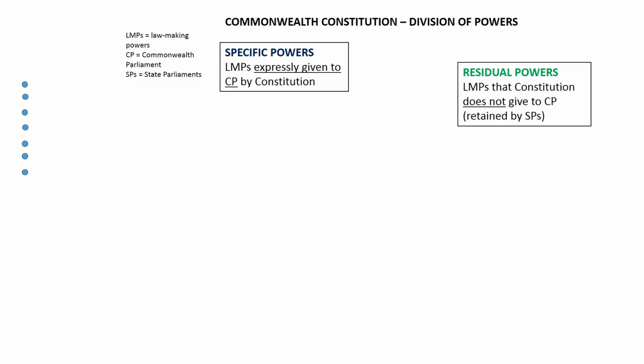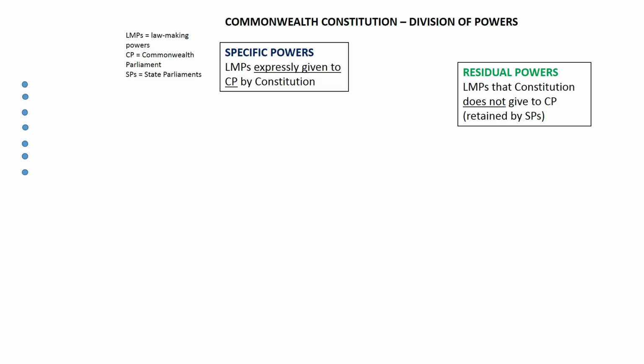The second type of powers we have are residual powers. Now, residual powers are those lawmaking powers that the Constitution does not give to the Commonwealth Parliament. In other words, these are lawmaking powers that the state parliaments retain, because remember, the principle is that if the Constitution doesn't give a law-making power to the Commonwealth Parliament, then the Commonwealth Parliament doesn't have that law-making power.